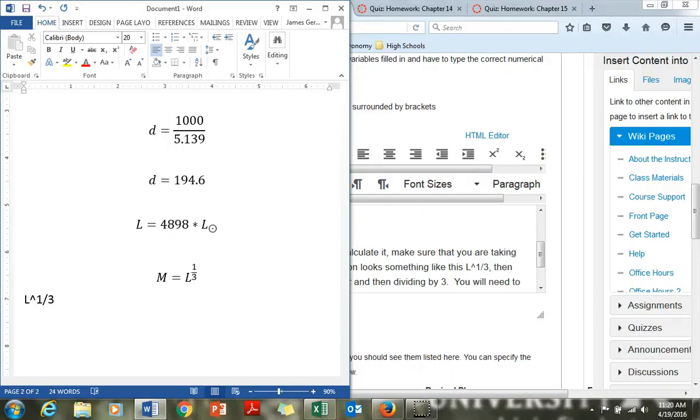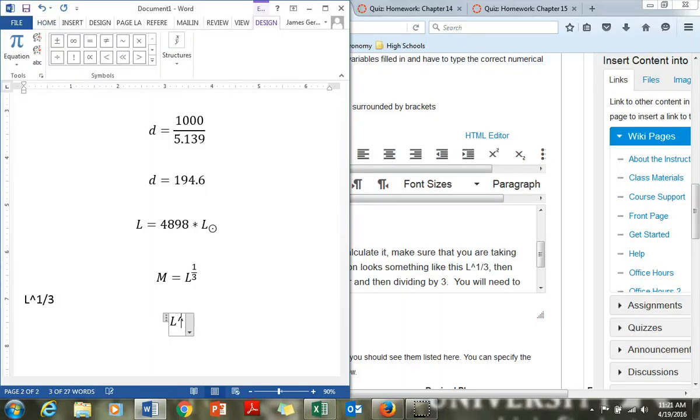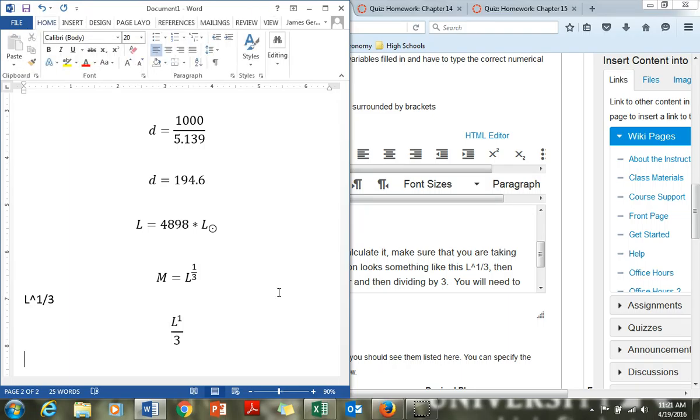What is that? Here's what your calculator sees when you do that: L to the 1, divided by 3. That's what your calculator sees, right? So to avoid making that mistake, use parentheses, 1 divided by 3, like that. That way your calculator knows exactly what you mean when you do L to the 1/3 power.